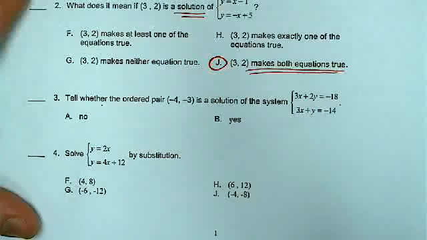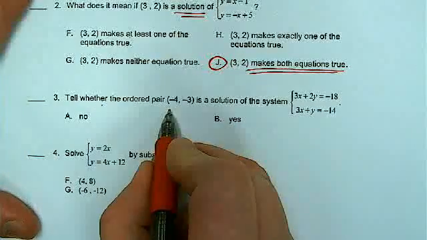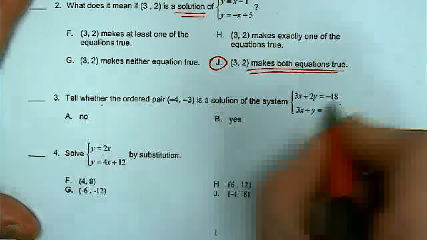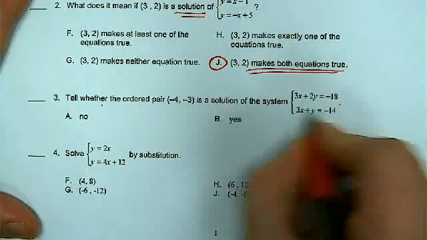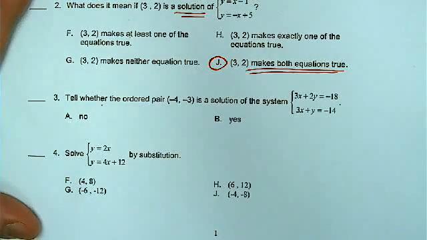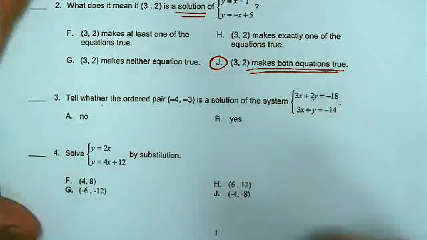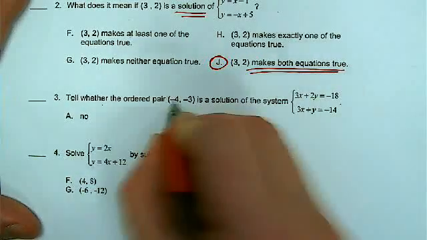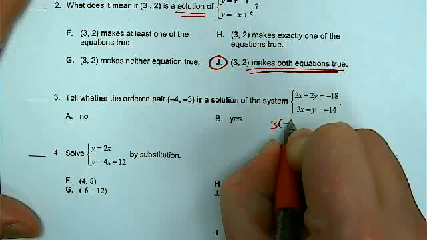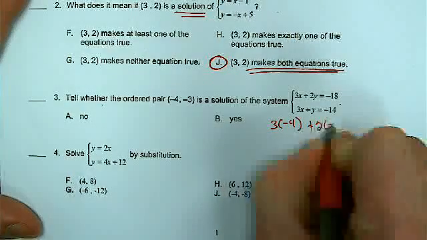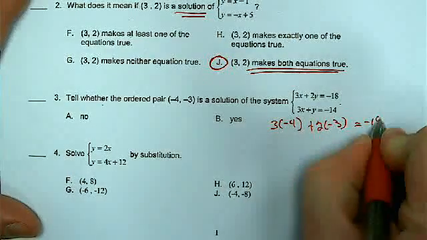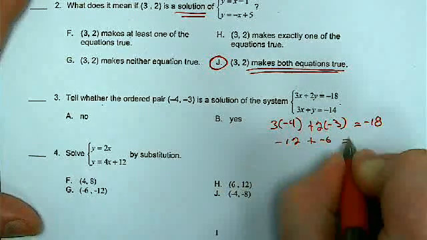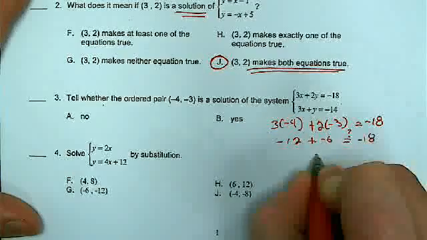Tell whether the ordered pair -4, -3 is a solution to the system. Well, the way I know that is when plugged in, both of these become true statements. So let's check. I'll use this space here for that. So I have -4 goes in for x, so 3 times -4 plus 2 times -3 is equal to -18. Is that a true statement? Is -12 plus -6 equal to -18? Yes.